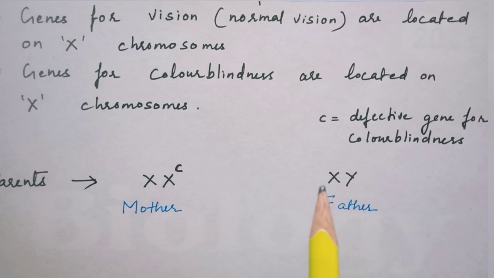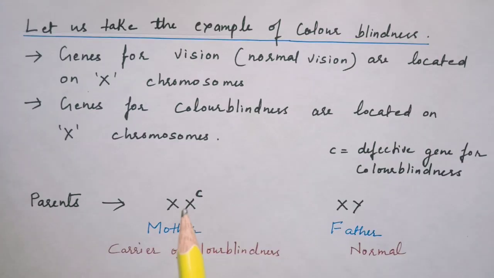The father has the normal gene for vision on X. Y does not carry the gene for vision. One X chromosome of the mother is carrying the dominant gene for normal vision. So, this dominant gene does not allow the recessive gene of color blindness on the other X chromosome to express itself. So, the mother does not suffer from color blindness. She is having normal vision. She is just a carrier of color blindness. c represents here the defective gene for color blindness, whereas the father's X chromosome is having the normal dominant gene, so the father has normal vision.